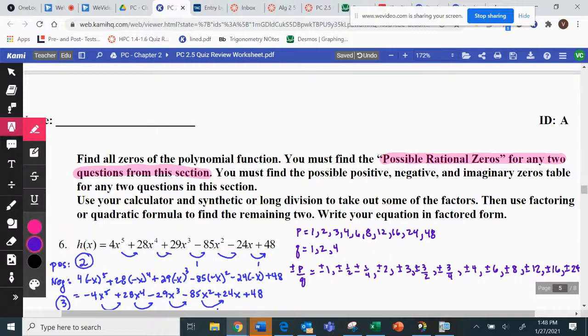And then it also says the possible positive, negative, and imaginary zeros for any 2 questions. It could be the same 2. You could do the P and Qs on 2 of them, do the positive, negative stuff on the other 2. I don't care. Just practice it twice. Okay? You guys have the rest of the time to work on this.